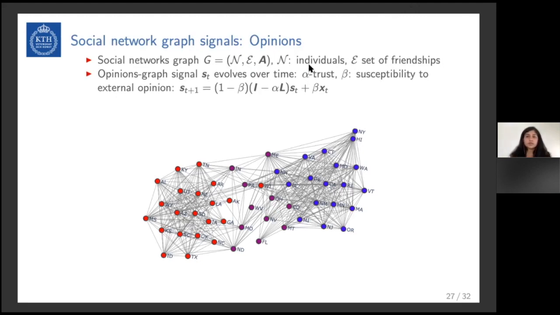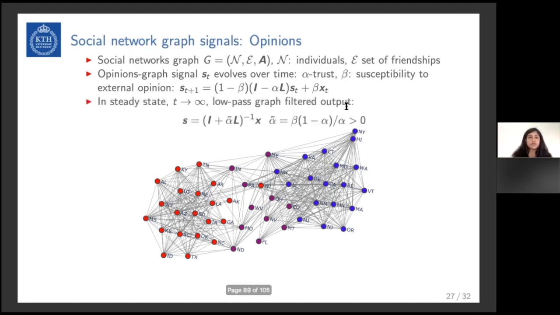And you have two parameters here, alpha being the trust, how much you trust your neighbors or how much you trust people in your network, and beta, which is the susceptibility to external opinion. So this is sort of a simplified evolution of opinions of people.